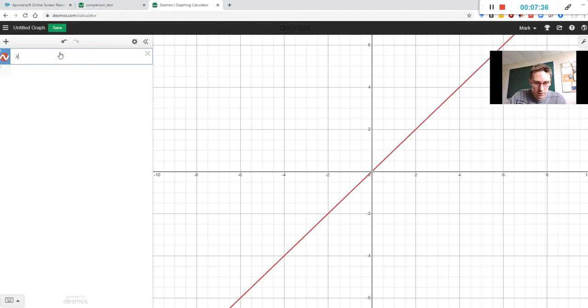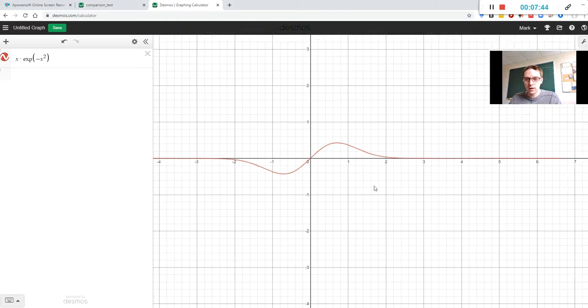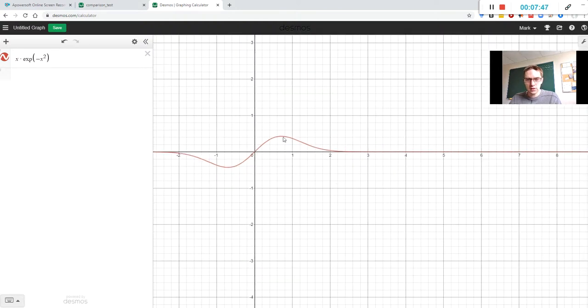All right, so let's graph that function. And it does not look like it is decreasing. It's actually increasing at first. However, if we go out far enough, it does look like it's decreasing. It's just this first little bit where the function starts out increasing.